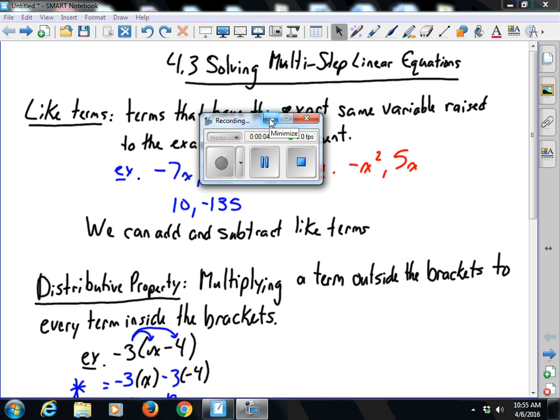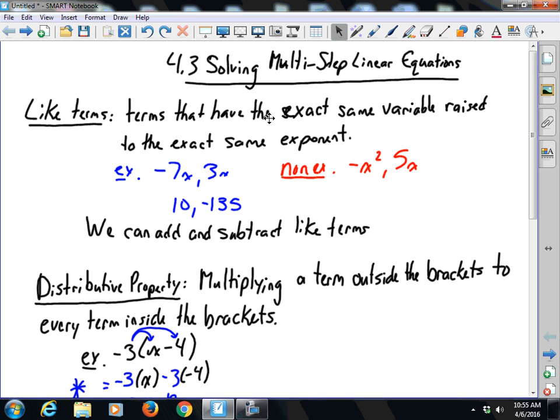Now we continue on with solving multi-step linear equations. Yesterday you dealt with two-step. Now you're dealing with multiple steps, so it's going to get a little bit harder. All right. Now, first some terminology we need to go over.